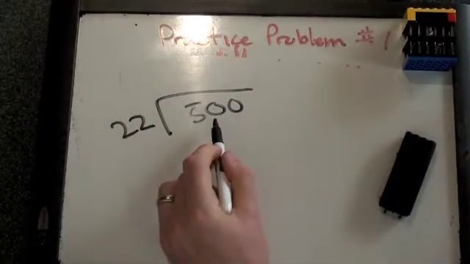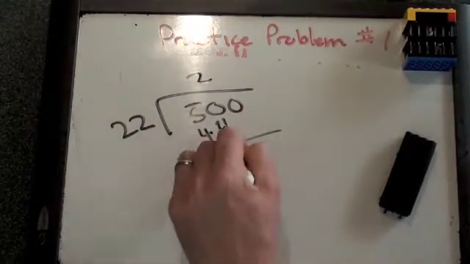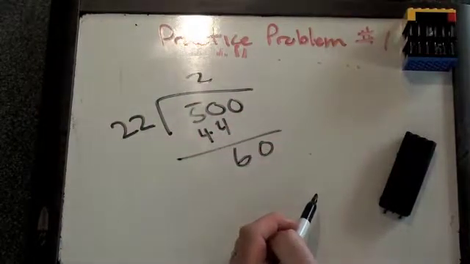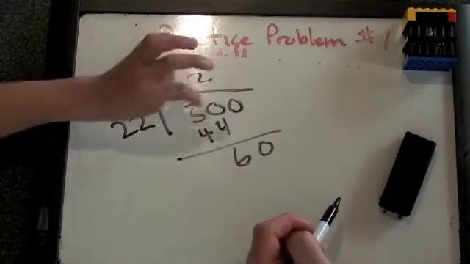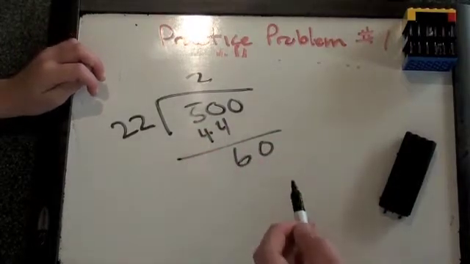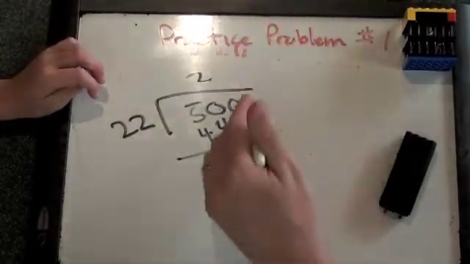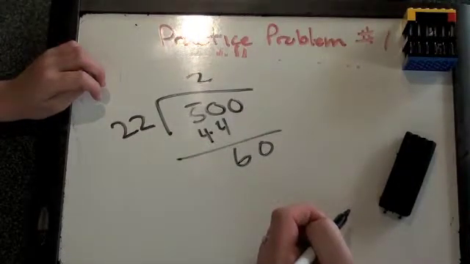22 goes into 50 how many times? 2 times, and that'd be 44. So we're left with 6. 50 minus 44 is 6. Then bring down the 0. How many times does 22 go into 60?